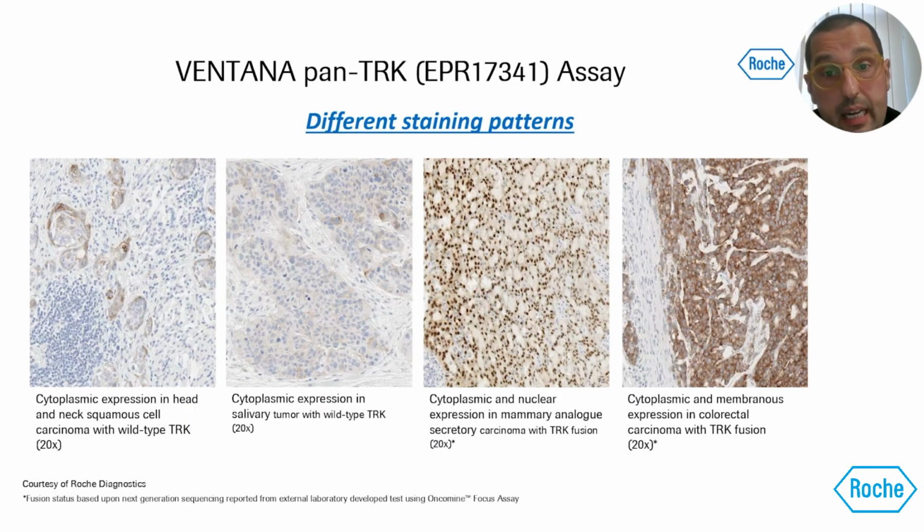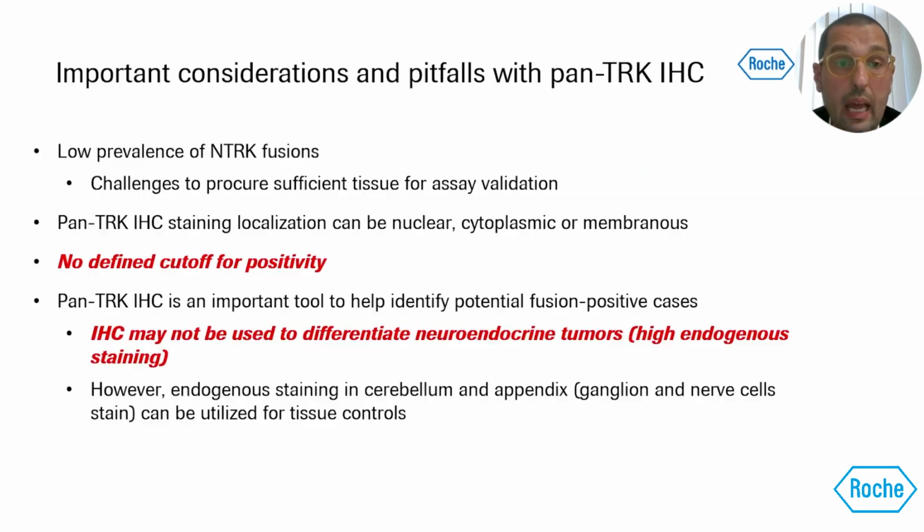And these are different staining patterns that you can see with this Ventana pan-NTRK assay, from cytoplasmic, combined cytoplasmic and nuclear, to membranous and cytoplasmic expression. So you should realize that the pattern of expression may vary from type to type of cancer, and depending on the fusion that is present in a certain cancer. It's important to know again that the prevalence of NTRK fusions is overall very low. Pan-TRK immunohistochemical localization, as I said, can be nuclear, cytoplasmic, or membranous. It can also be combined.